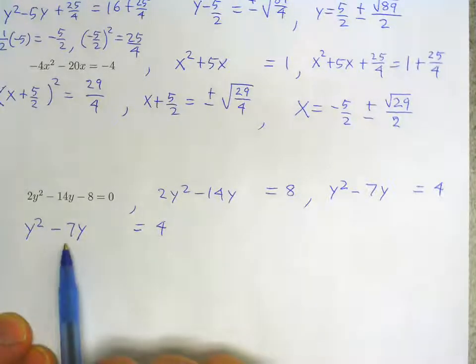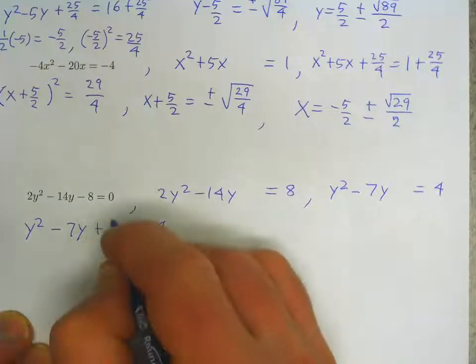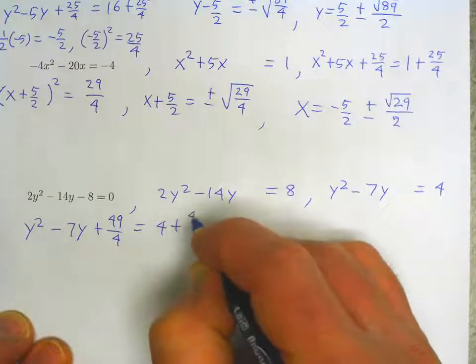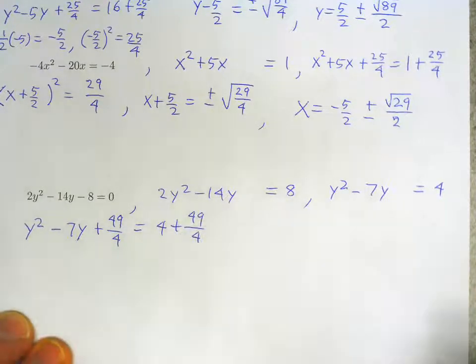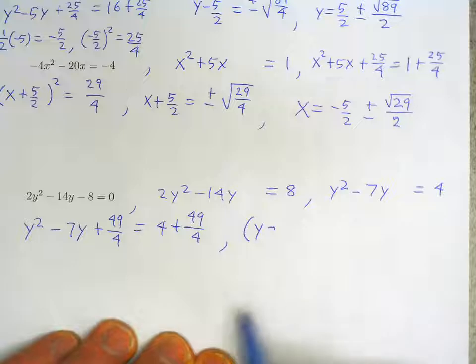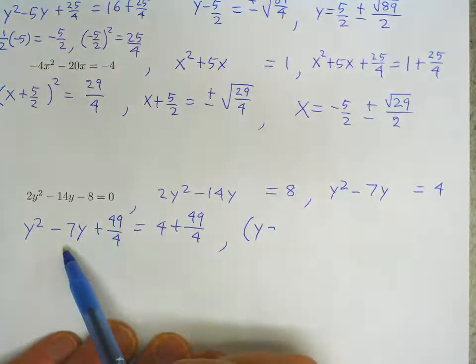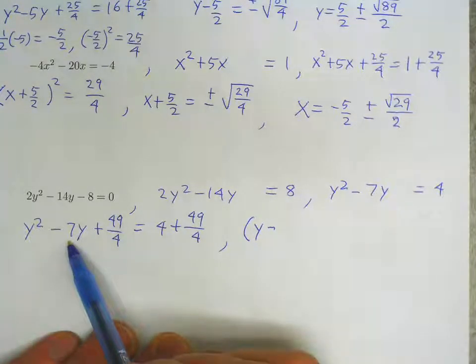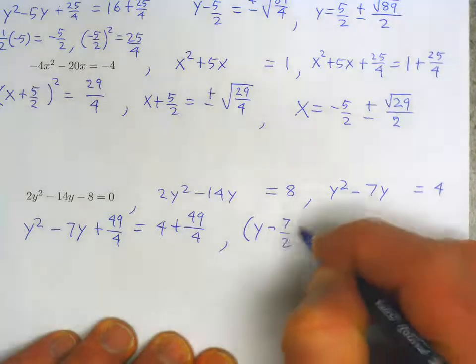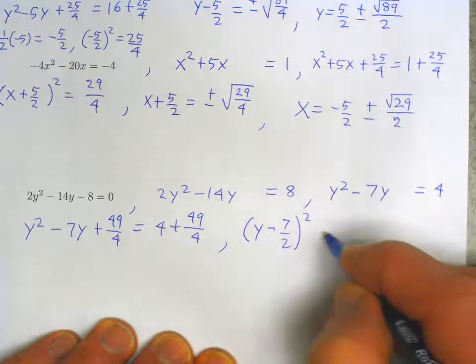So 1/2 of -7 is -7 halves. And when you square -7 halves, you get positive 49 fourths. So we add 49 fourths to both sides. The left-hand side is now a perfect square trinomial. It's y minus the number we got when we took 1/2 of the coefficient of y. So it's y minus 7 halves squared.